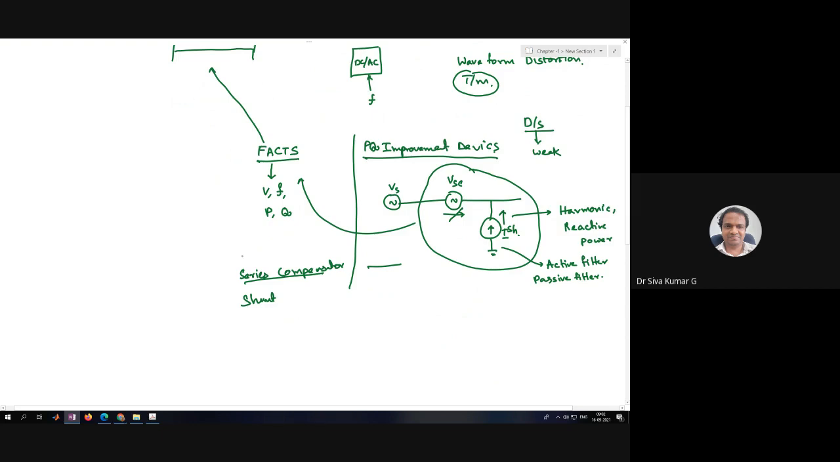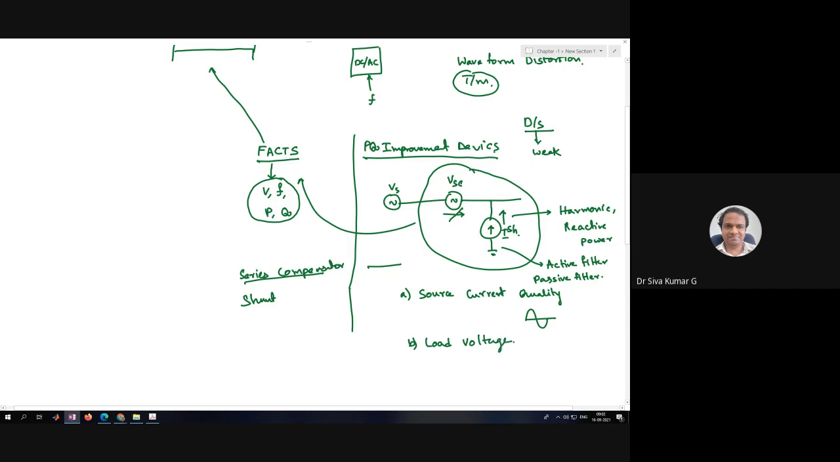In FACTS, these are the terms which are controlling between the two buses. Whereas in the power quality improvement devices, what we are going to improve is the source current quality, so that it is nearer to sinusoidal and balanced also. And one more point is we are going to improve the load voltage.